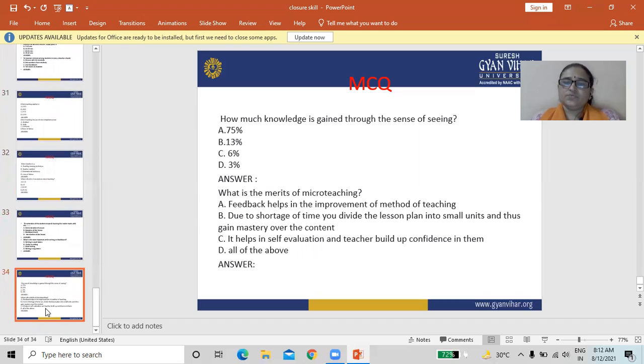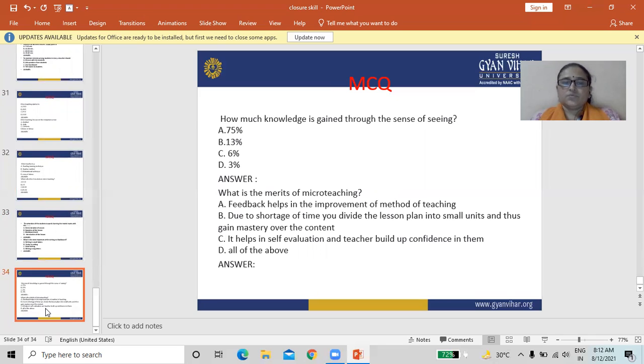Next MCQ. How much knowledge is gained through the sense of seeing? Option A 75%, option B 13%, option C 6%, option D 3%. Choose the appropriate answer.